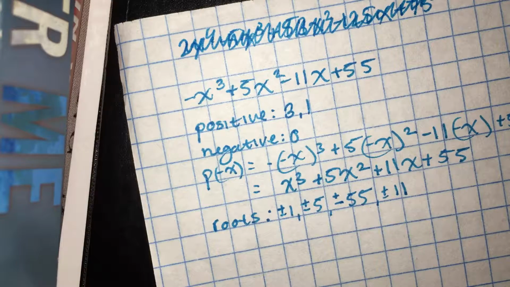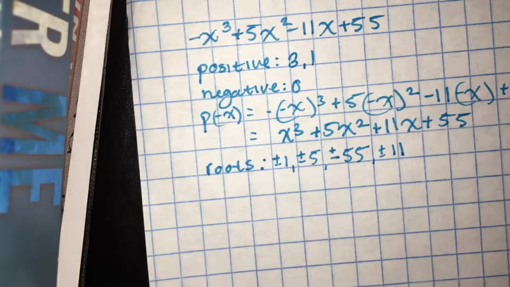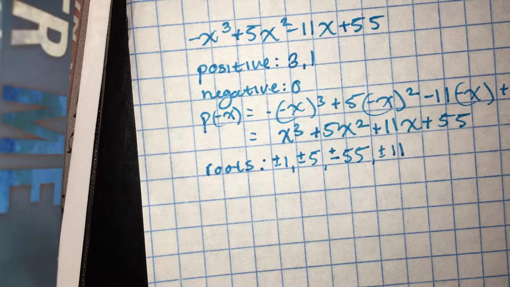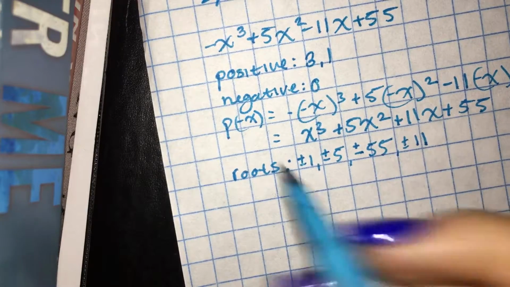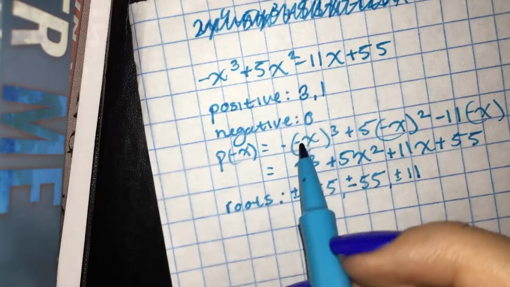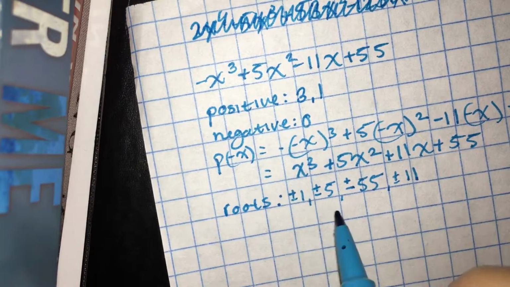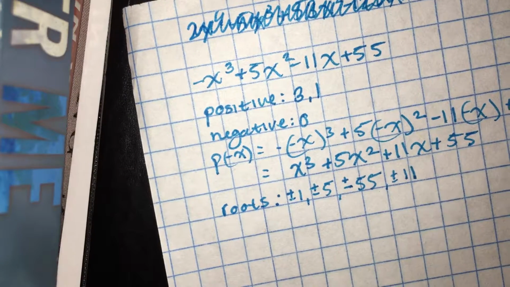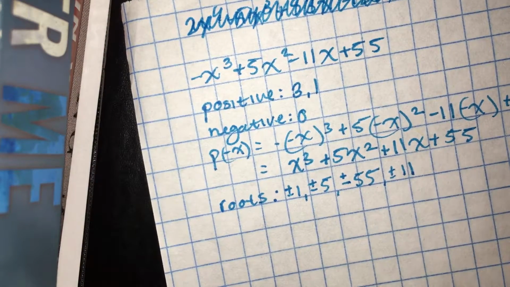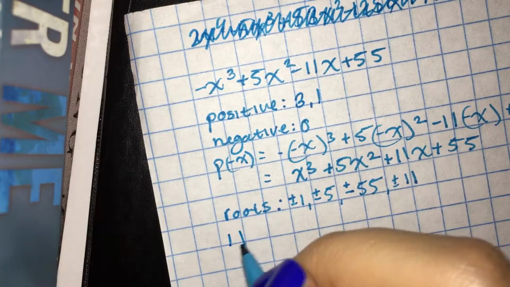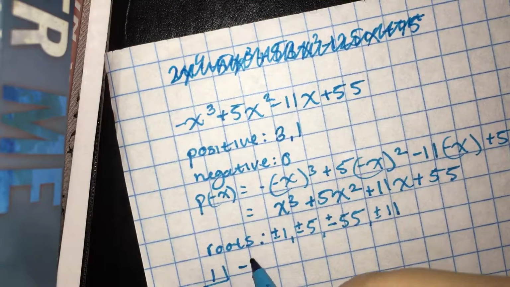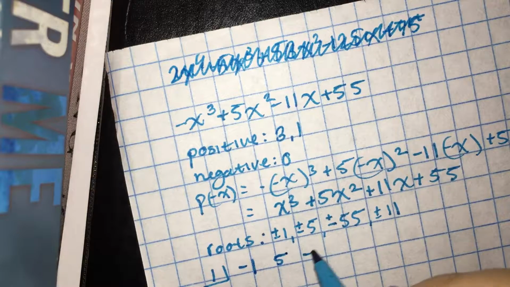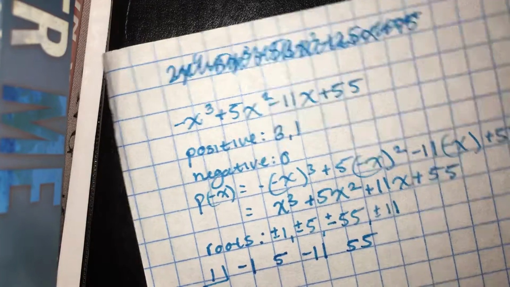So what we do next is use synthetic division to find the actual roots, the answers. So let's use 1. There are no negative roots, so we will scratch out all the negative signs. We won't use them. We'll only use positive ones. So let's use a 1, and we use the original equation for this: negative 1, 5, negative 11, 55.